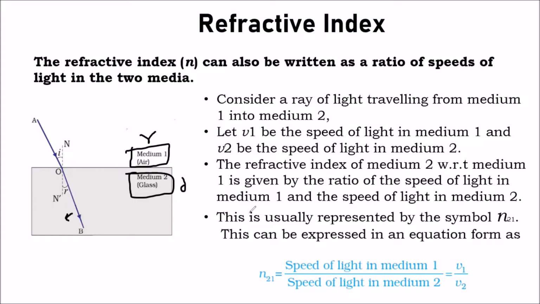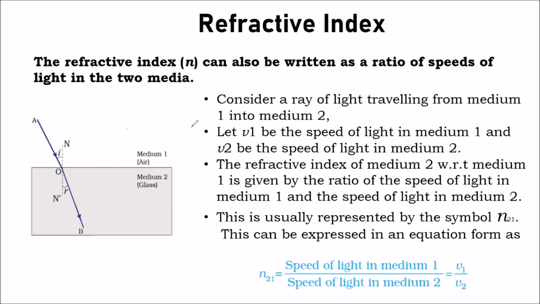Now how do we represent and how do we read it? That's also important. So it says let v1 be the speed of light in medium 1 and v2 be the speed of light in medium 2. The refractive index of medium 2. Now many a time there's a confusion.